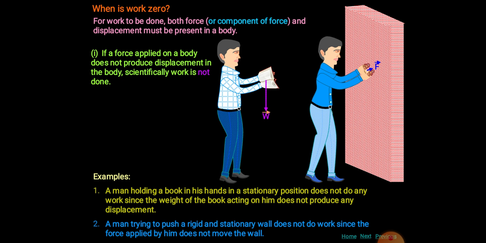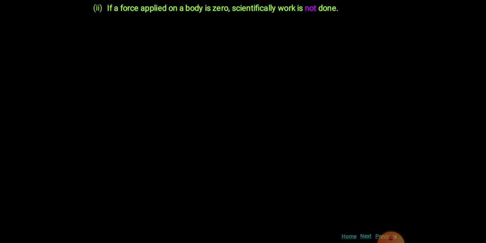The force applied by the man does not move the wall, and because of that the displacement is 0, and therefore the work is not done in both cases. So work is 0 in both cases. Now let us try to understand here.